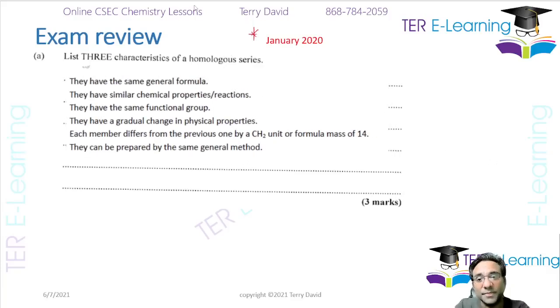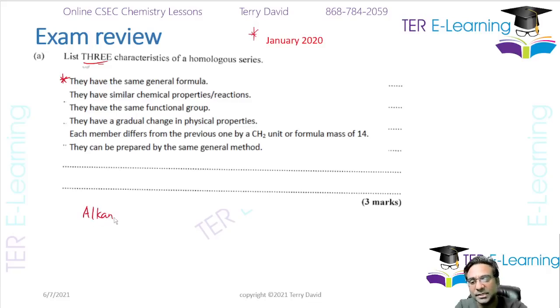So the first one, they only want 3, but we have several we can choose from. So the first one, they all have the same general formula. So all members of a homologous series have the same general formula. Some of you might be saying, what is a homologous series? These are the ones you need to know for your exam.